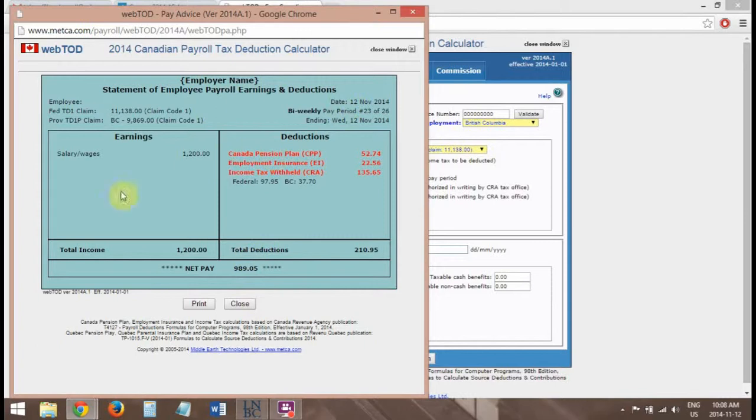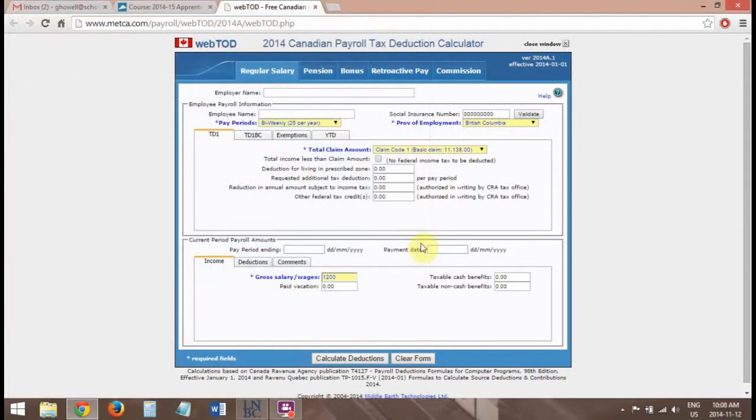So that is how you come up with all the answers for questions that require you to find CPP, EI, and income tax. So hopefully that was helpful. If you want, you can review the video again and just make sure that you only change the values that are highlighted in yellow, and go in order because it will help you.